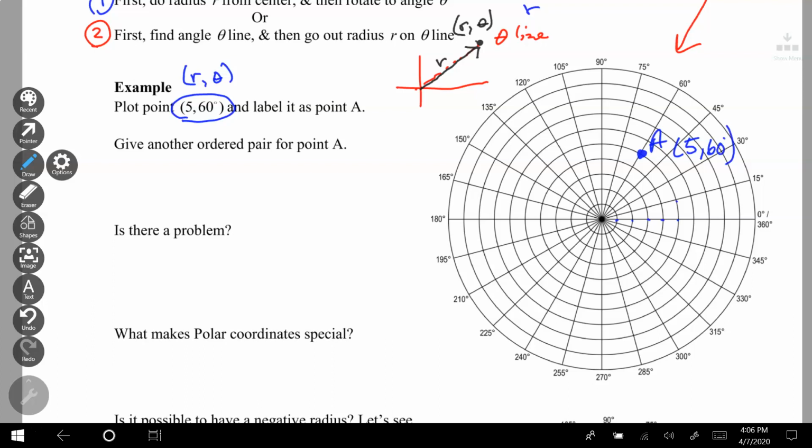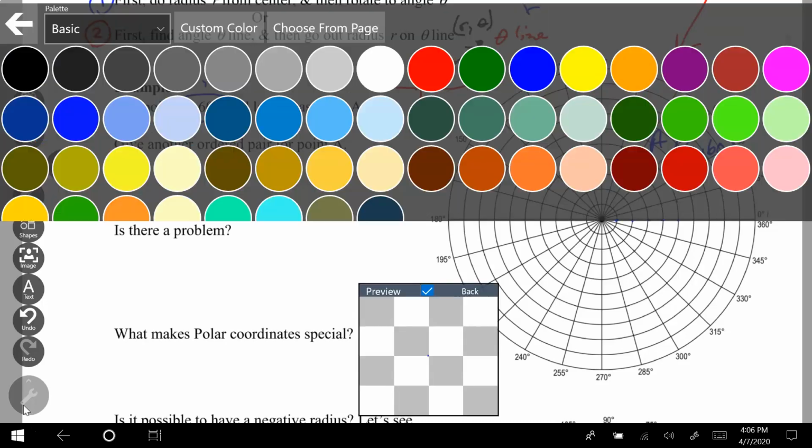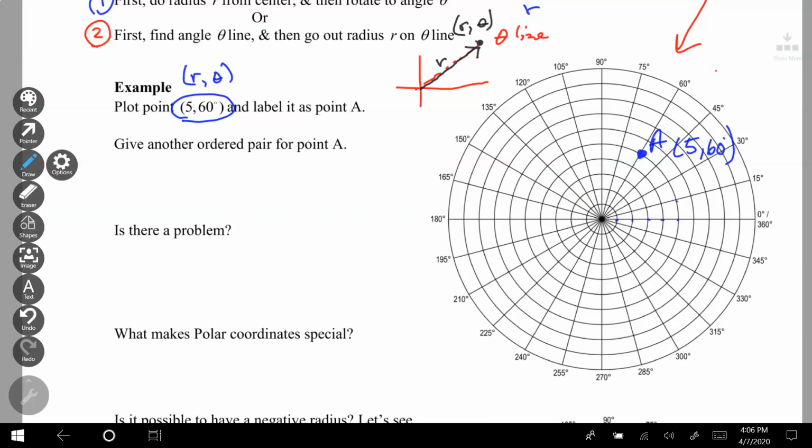Another way to do that, I'll do it in red, is define the 60-degree angle line and then start at the origin and go out 1, 2, 3, 4, 5 down that 60-degree angle line. Either way, it's the same. So right now I have the point 5, 60.